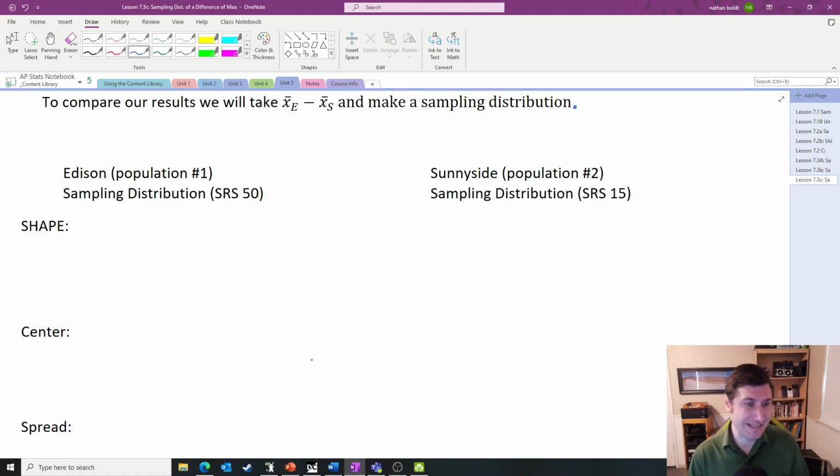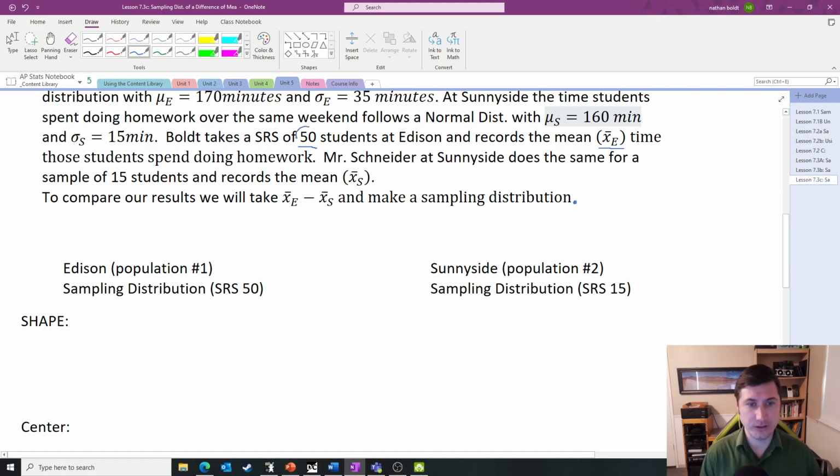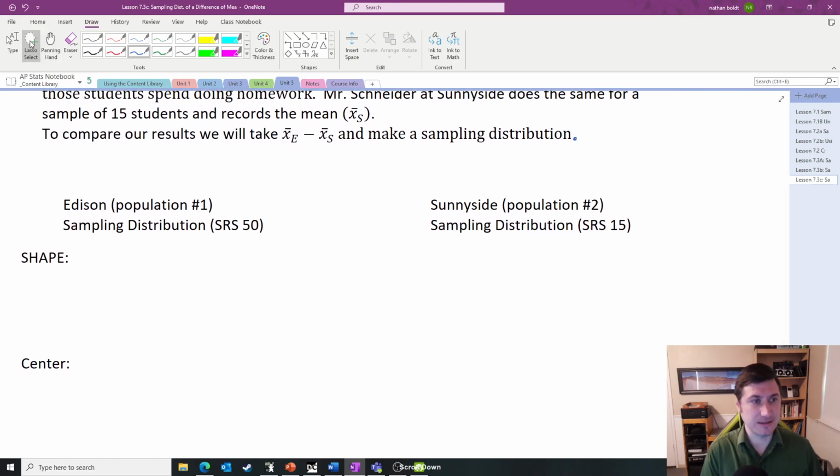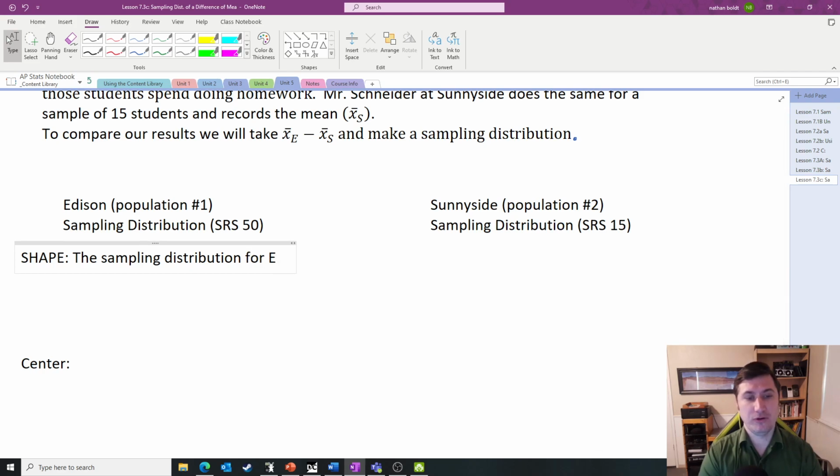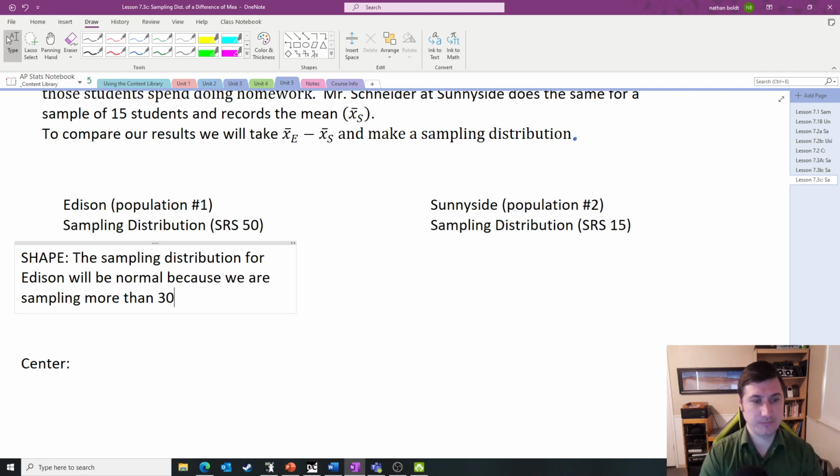So what is the shape of Edison's sampling distribution? Well, we hope it's normal, right? But we have to show that it's normal. So we have to make sure that the sample size is big enough. So we take a look at the sample size I've got here for Edison. It was 50. So our cutoff point is 30 for this. So if the sample size is greater than 30, we know the sampling distribution will be normal. So the sampling distribution for Edison will be normal because we are sampling more than 30 students. All right, our n is equal to 50, which is in fact greater than 30.